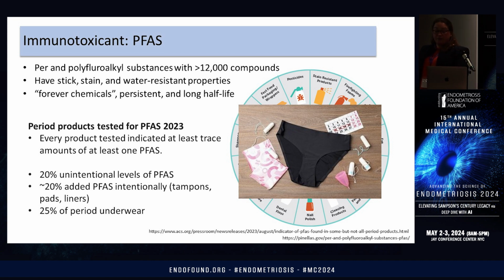But what scared me and why I started to look into this is that last fall, there was a working group, and they had the University of Notre Dame look at these actual period products, and period products were tested for the potential levels of PFAS.